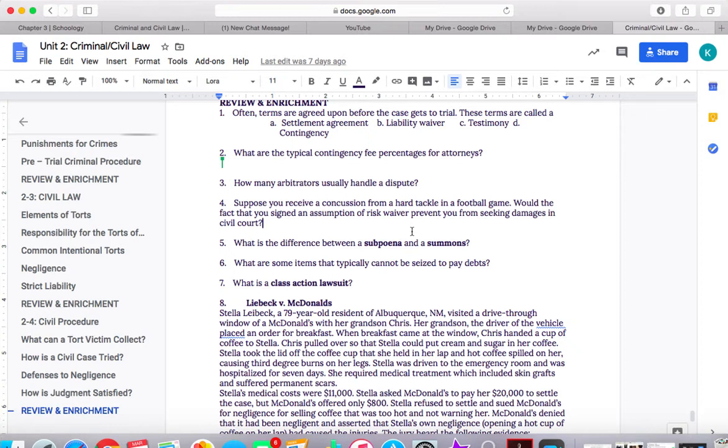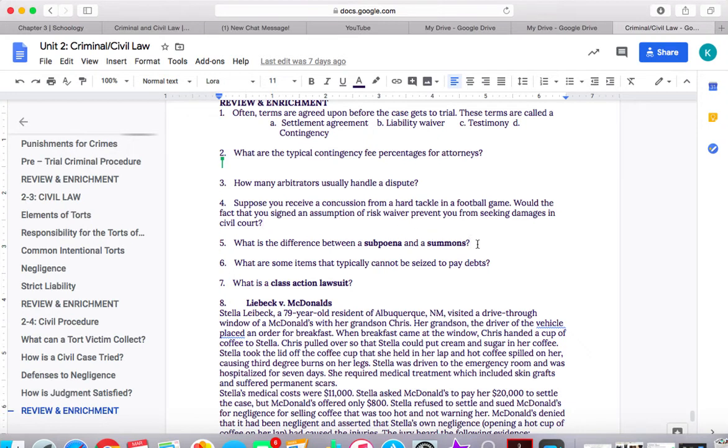Now, if a player takes his helmet off and tries to hit you with his helmet, like Mason Rudolph, I forget the Bengals name right now, but that is not something that's part of the game. So even though he, I'm sure, has signed an assumption of risk, then he can still sue for that.